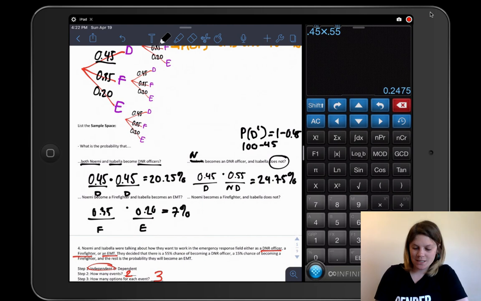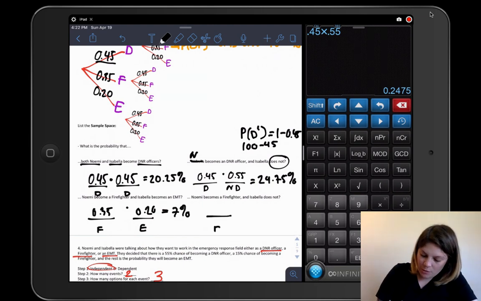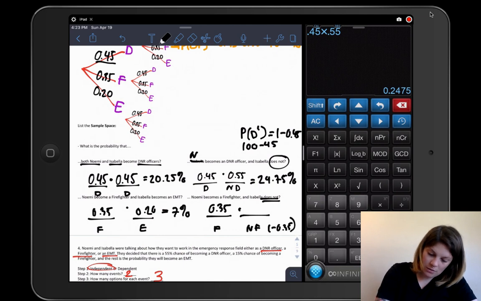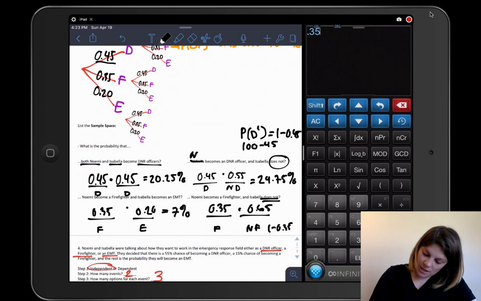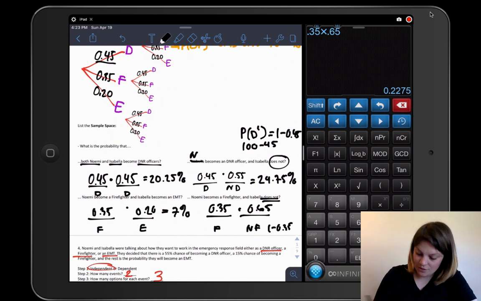I always like those. Okay, the probability that Naomi becomes a firefighter, but that Isabella does not, so that would be not firefighter. So we have to do the same thing again. Firefighter is 0.35. And then not firefighter would be 1 minus 0.35, which would be 0.65. Let's go up here and change these numbers. 0.35 times 0.65, 22.75. All right, let's make some room for this answer.